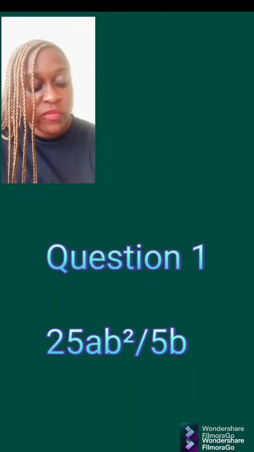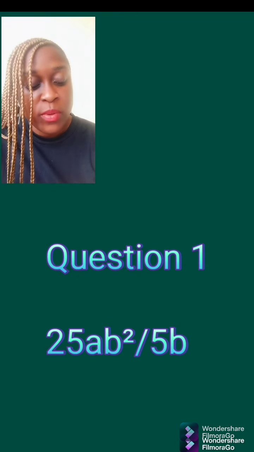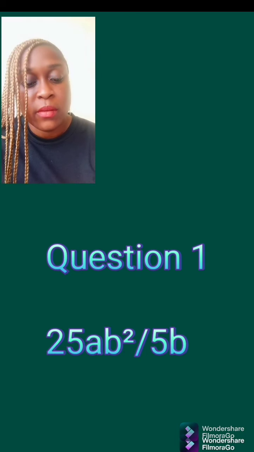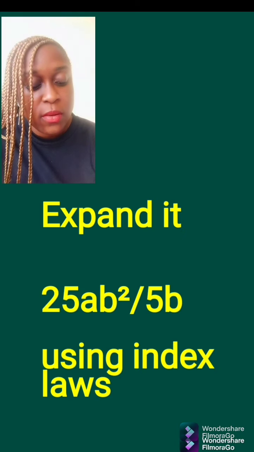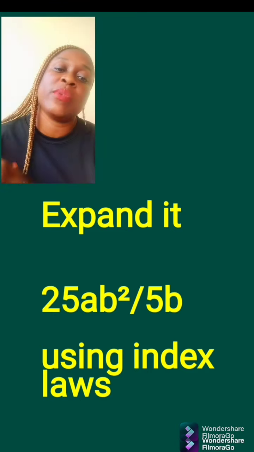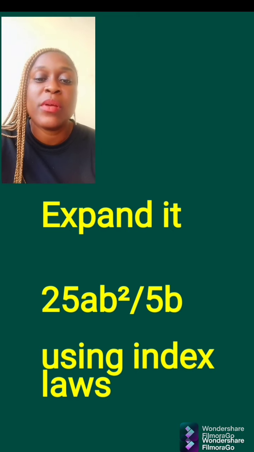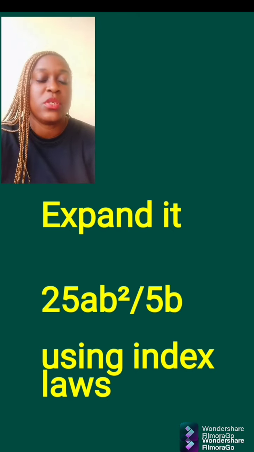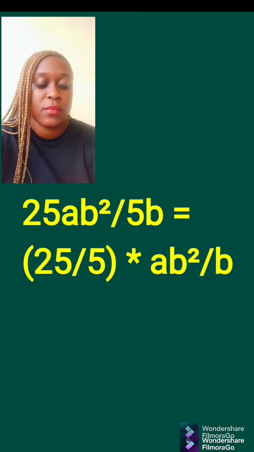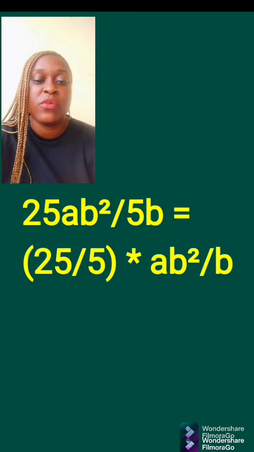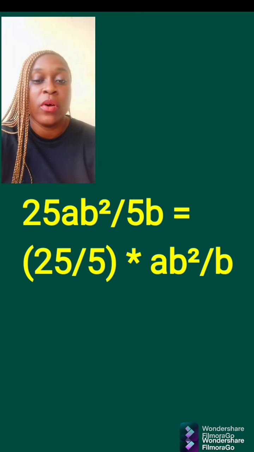Let's solve this question: 25ab squared all over 5b. So what are we going to have? We'll first of all expand it. Let's use the normal indices method to do it. We're not going to use the long method. We're going to advance to a fast and quick method of solving this. So we'll say 25 all over 5. Separate those terms, 25 all over 5, and then we'll also separate ab squared all over b.